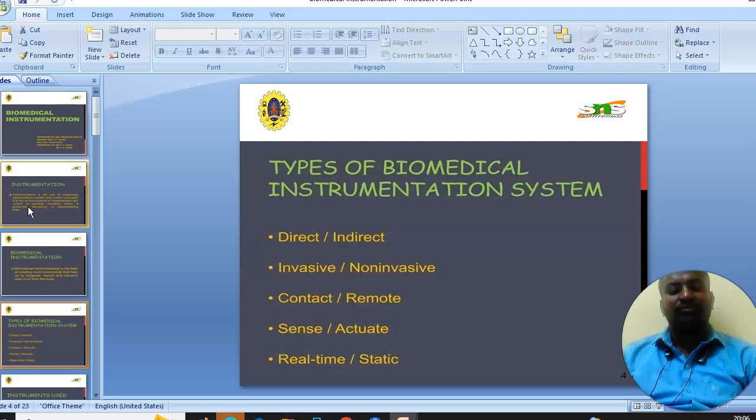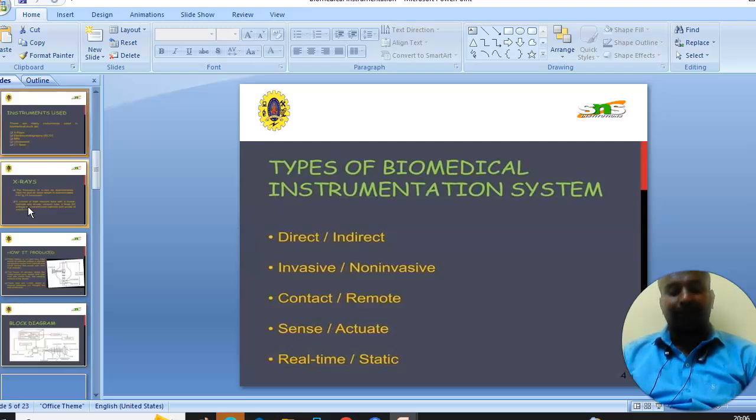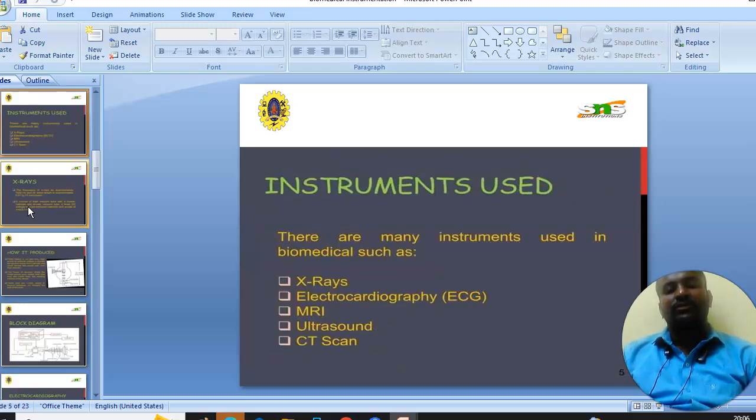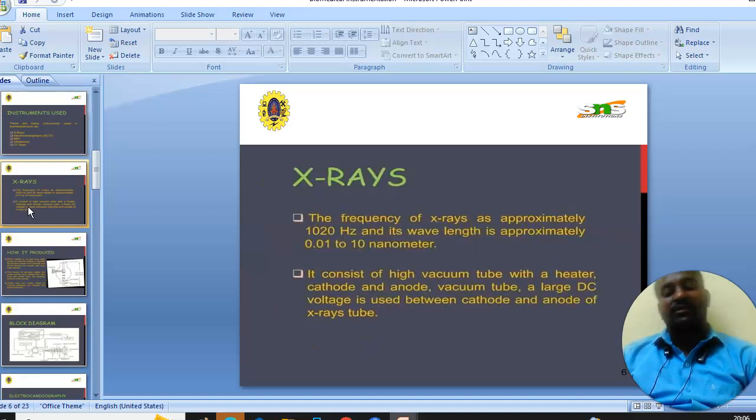Types of biomedical instrumentation are direct or indirect, invasive, non-invasive, contact or remote, sensor, actuate, real-time or static. There are many instruments used in biomedical applications, such as X-rays, electrocardiography, which is called ECG, MRI, ultrasound, and CT scan. First, we will see the X-ray.